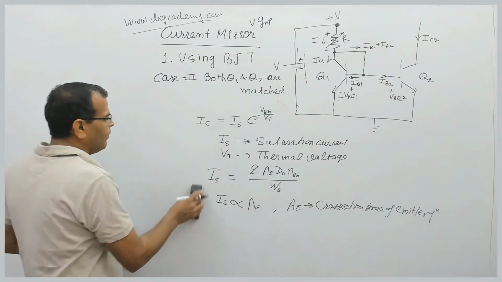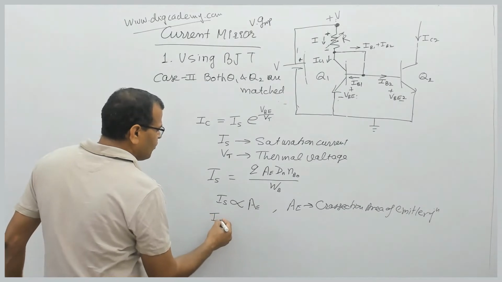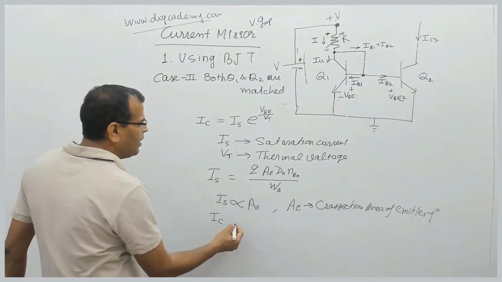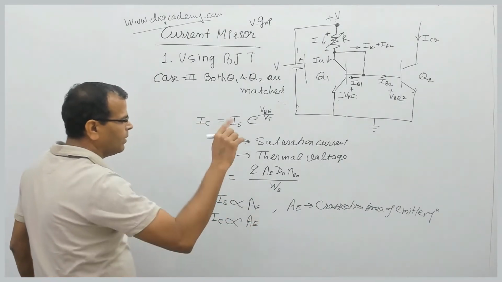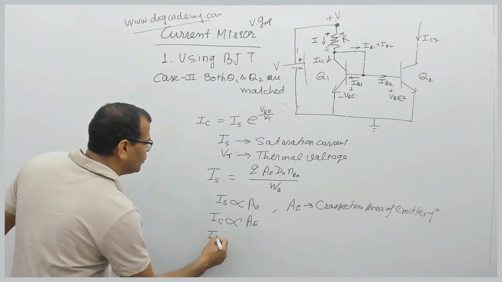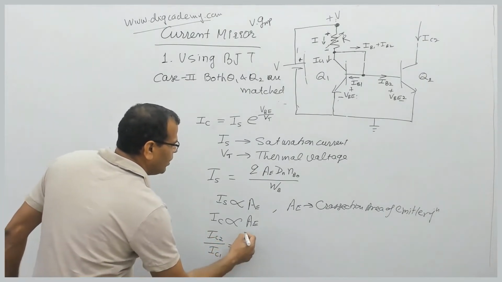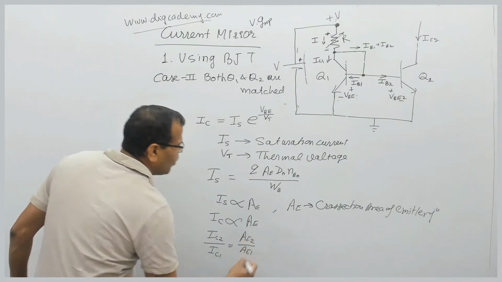So what do I find here? The saturation current, the collector current is directly proportional to the area of cross section of the emitter junction. So IC2 by IC1 is equal to AE2 by AE1.